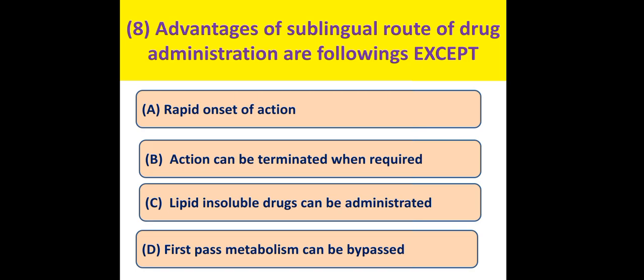First pass metabolism can be bypassed. Yes, the drug directly enters through the buccal capillaries into the systemic circulation, so first pass metabolism is bypassed. So the correct answer in this case is that lipid insoluble drugs can be administered, because you have to administer only and only lipid soluble drugs. And always note down here the question has been asked except. So you have to select the disadvantage. Okay.